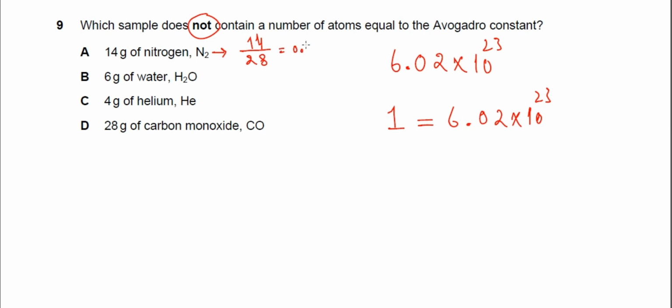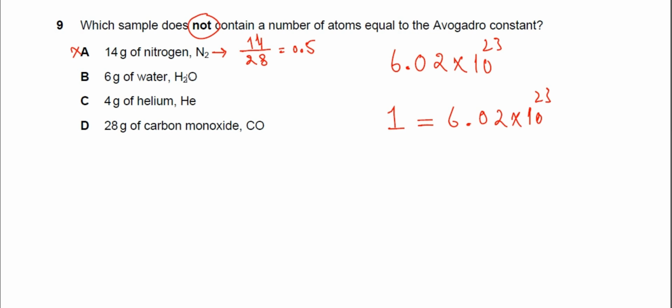So the answer is 0.5. So this is the correct answer, because there is no 1 mole. Again, sorry, one more thing, it says the atoms. And remember, this is a diatomic molecule. One molecule contains how many atoms? 2. So half a mole of nitrogen contains 2 atoms of nitrogen. So yes, we can say this contains the same moles. So this is not correct.